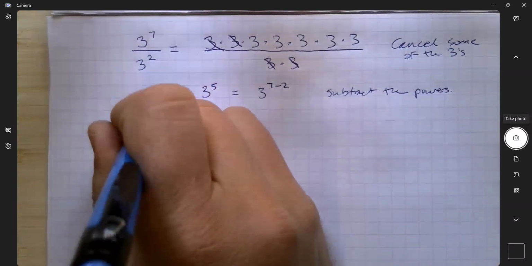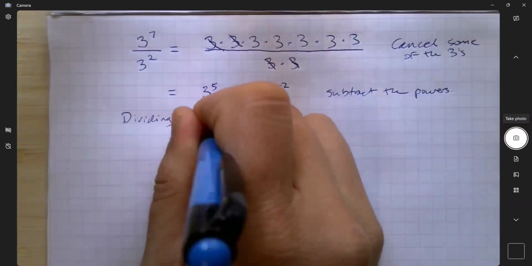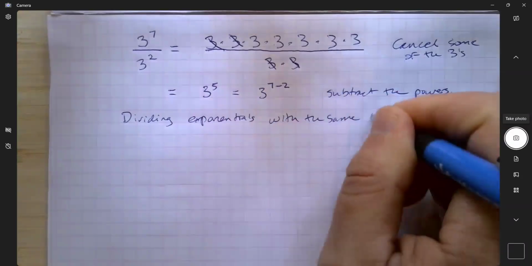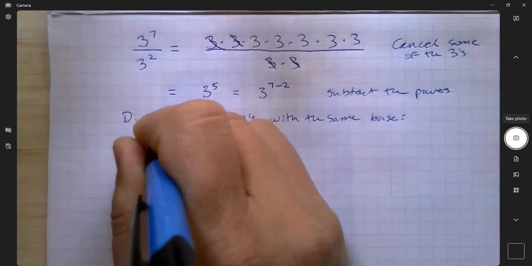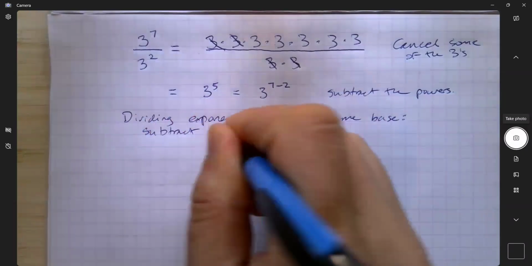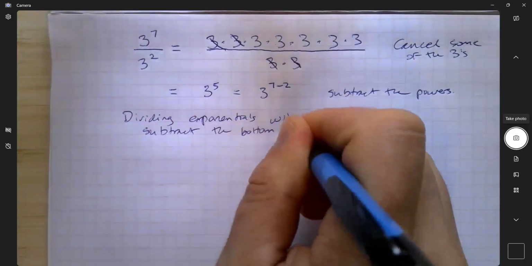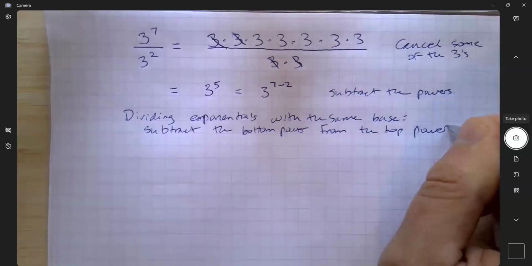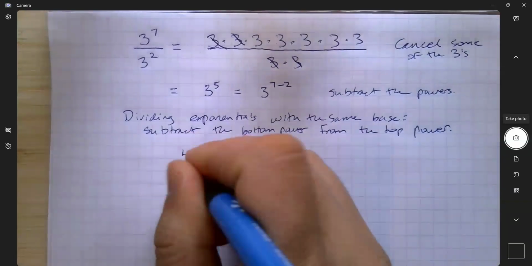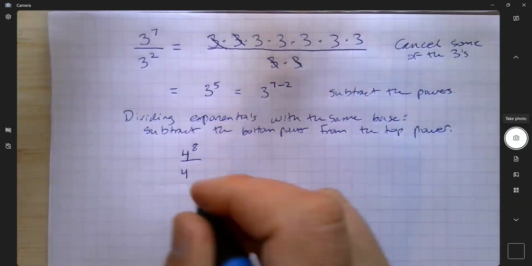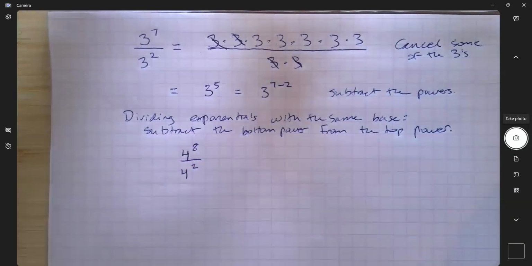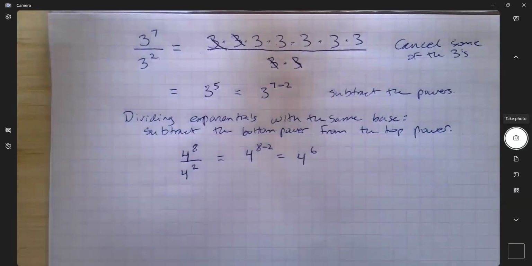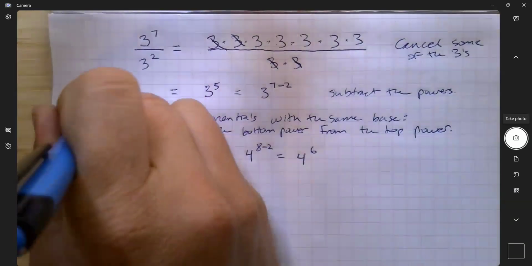Dividing exponentials with the same base, you subtract the bottom power from the top power. 4 to the 8 divided by 4 squared is 4 to the 8 minus 2, which is 4 to the 6th. And that's our second rule.